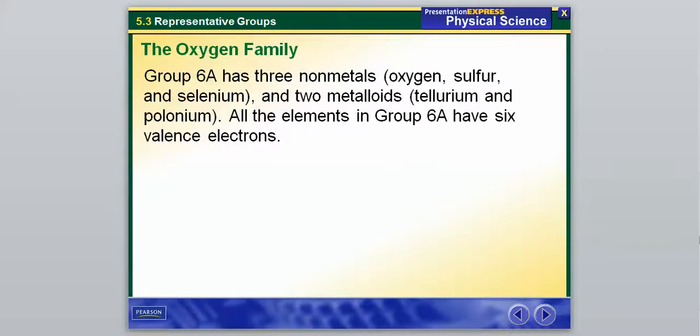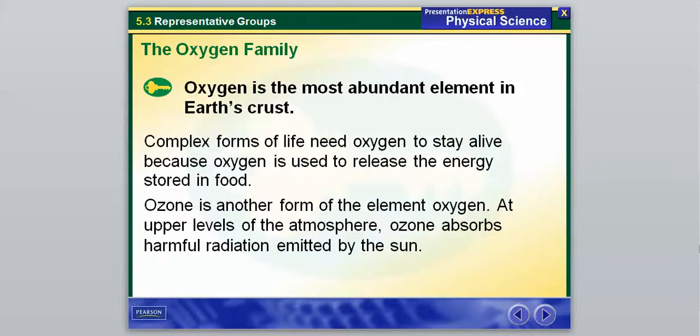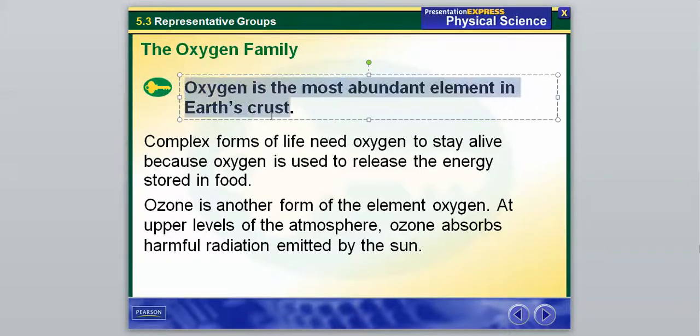So our next group is the oxygen family, and you're going to guess what probably the first one in group 6A is: oxygen. It contains 3 nonmetals, oxygen being 1, sulfur and selenium. There's 2 metalloids, tellurium and polonium. And all the elements in group 6A, again, I'm sure hopefully you can guess by now, have 6 valence electrons. And oxygen is important because it is actually the most abundant element in Earth's crust.